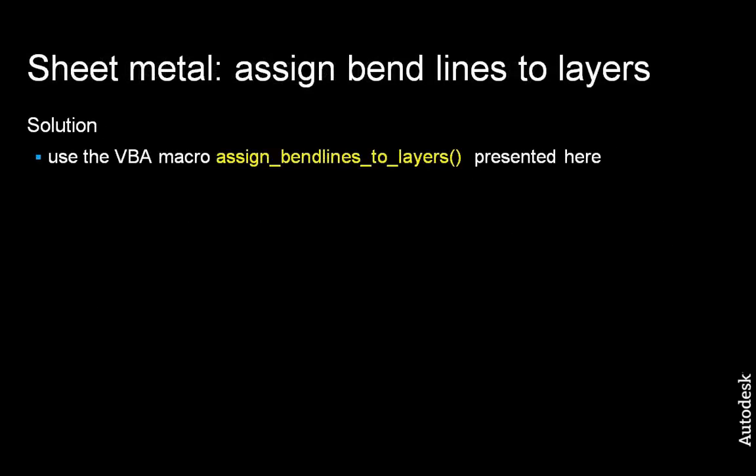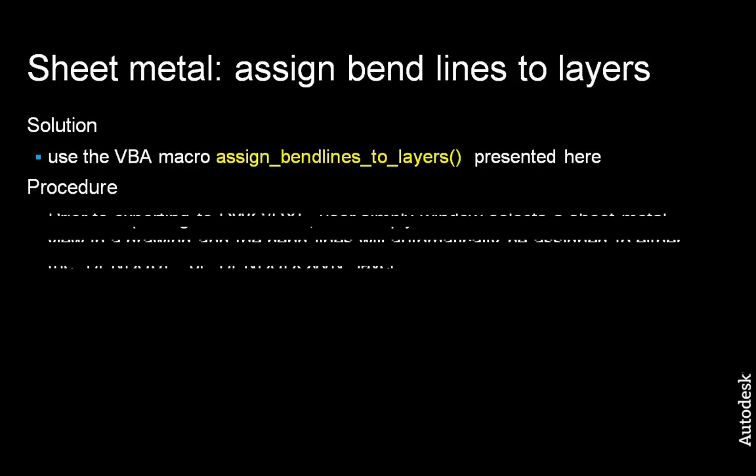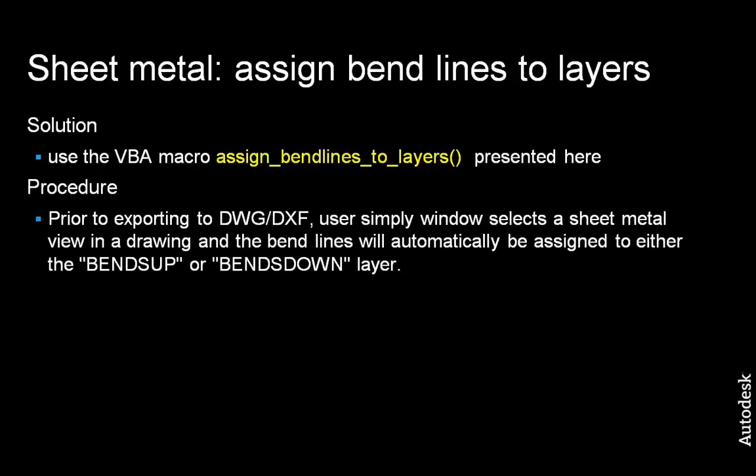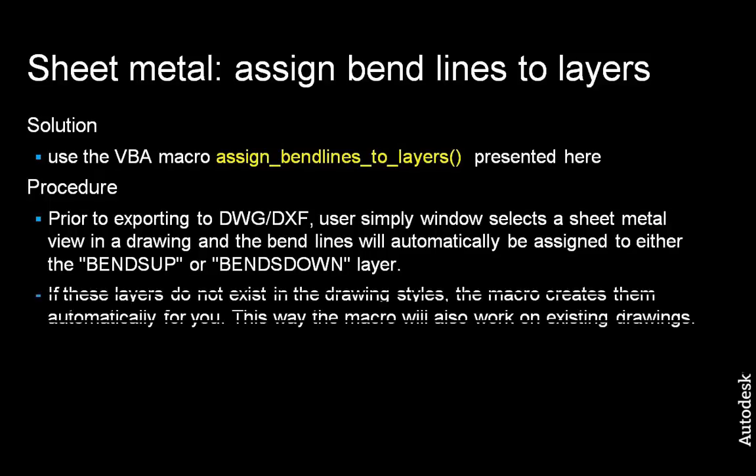I used a macro to solve this puzzle. Prior to exporting to DWG or DXF, the process is simply selecting your drawing view, and hopefully there's a sheet metal part in it, and the bend lines will automatically be assigned to a BENDS UP and a BENDS DOWN layer.